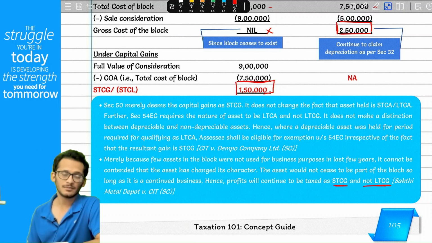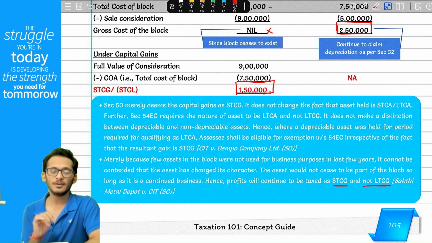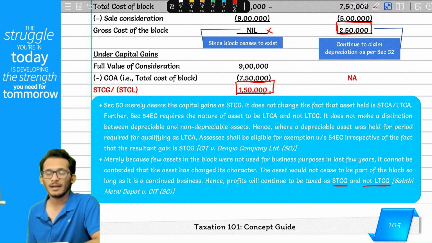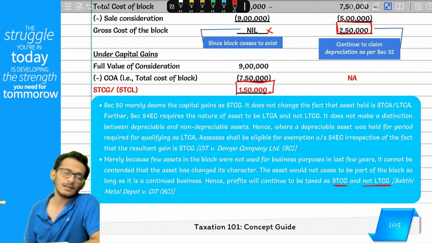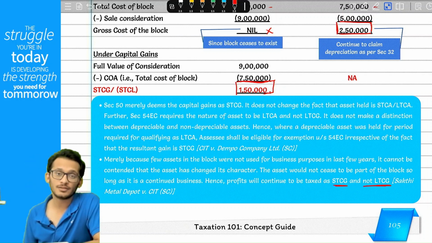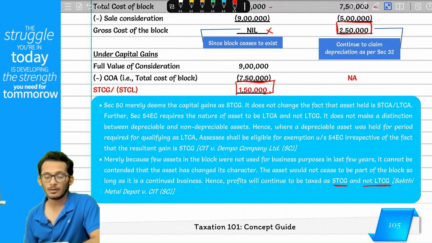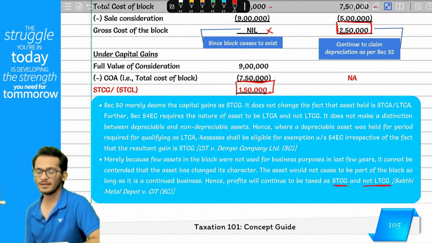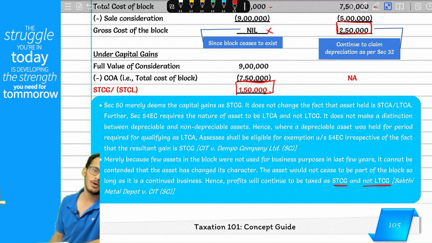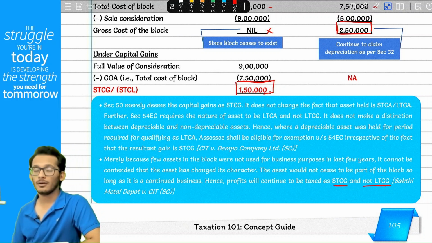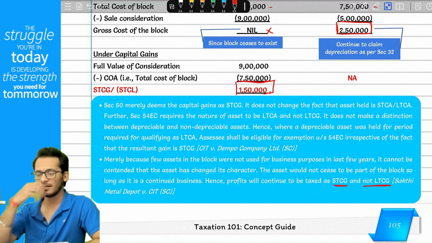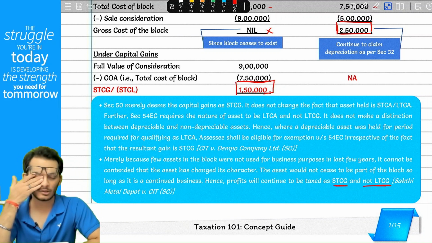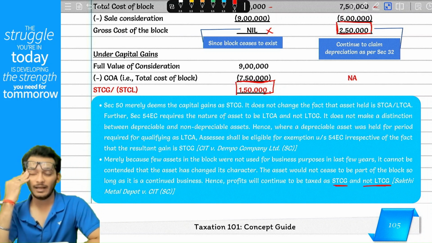Income tax came and said, the case law came and said, the moment you have put them into the block, they become a depreciable asset. It is not important if the asset is used or not used. You will still consider that as a depreciable asset and put it under short-term capital gains and not under long-term capital gains. Case law is Shakti Metal Depot. If you have put something in the block, you will consider this as short-term capital gains and will never move it back to long-term capital gains. Understand?